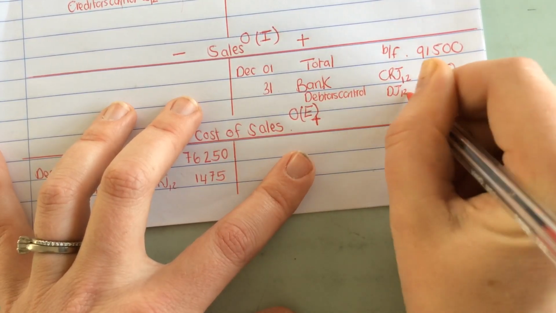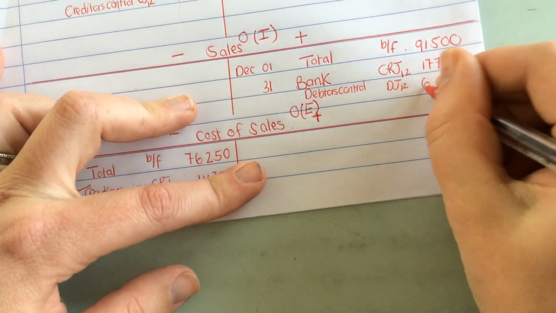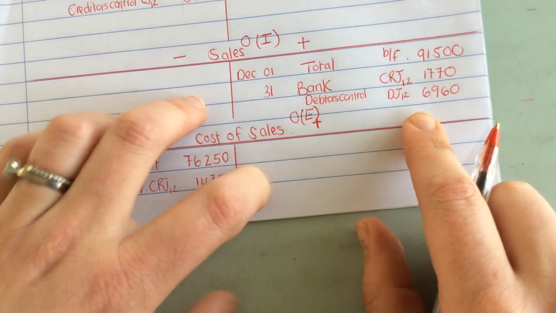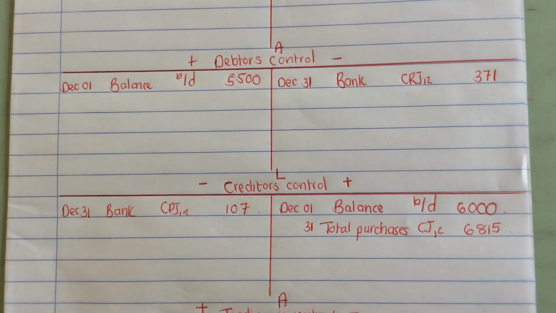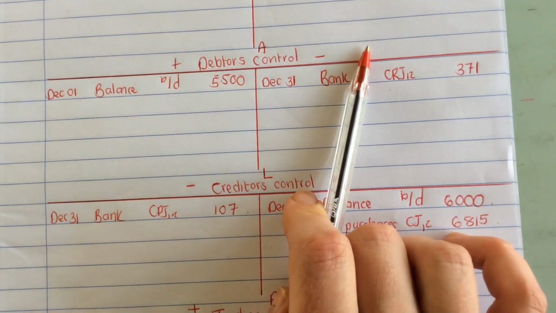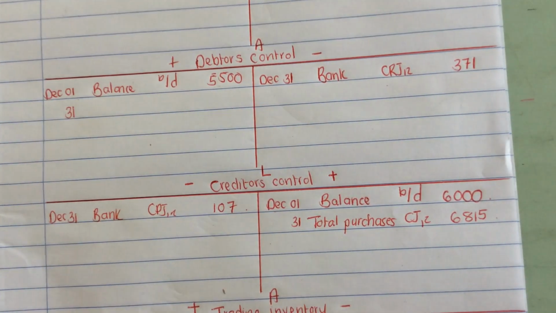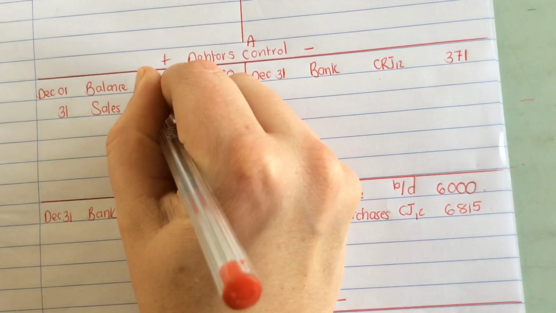DJ 12. The amount is 6,960. I must remember to also take this to debtors control. Go to debtors control. If you're selling to your debtors, do they owe you more or less? More. What are you going to write in details here? Sales. Okay, you write the name of the contra account, which is sales.